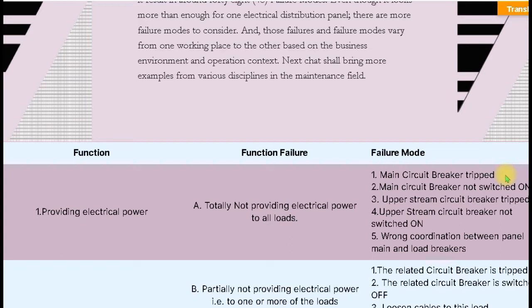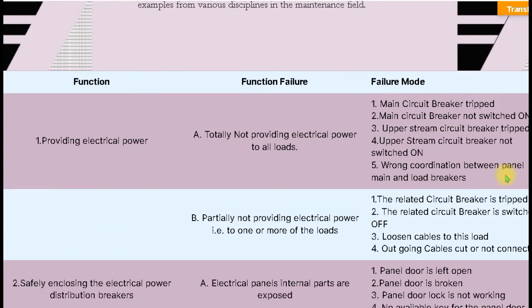Now, if we say that the main function is providing electrical power, a function failure can be totally not providing the electrical power. What can be the causes? We said that the modes are the causes. The main circuit breaker is tripped, the main circuit breaker is not switched on, the upper stream circuit breaker is not switched on or tripped, or some problem in the coordination between the breakers, like the mechanical interlocking or something like that, is preventing its turning on or tripping it when some load is started. Partially not providing, so one of the breakers is not switching on.